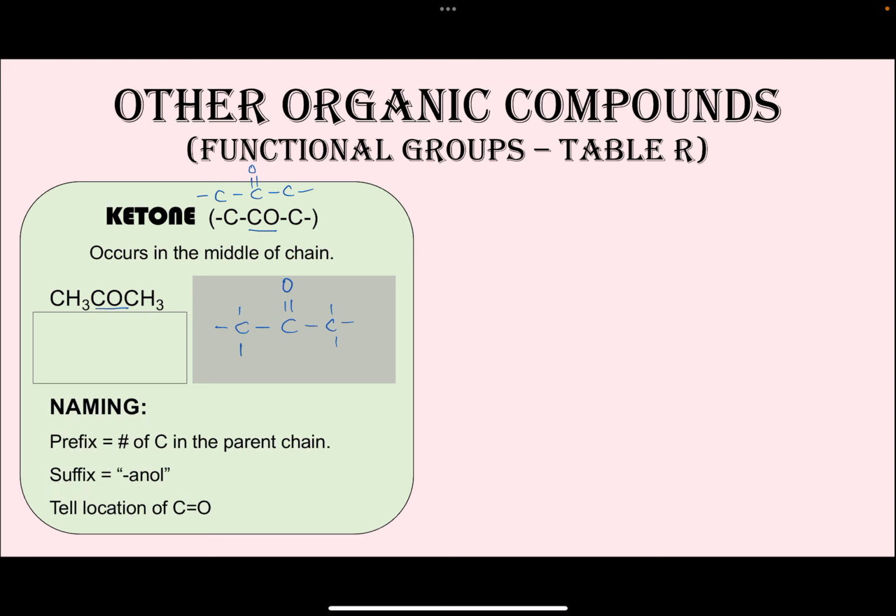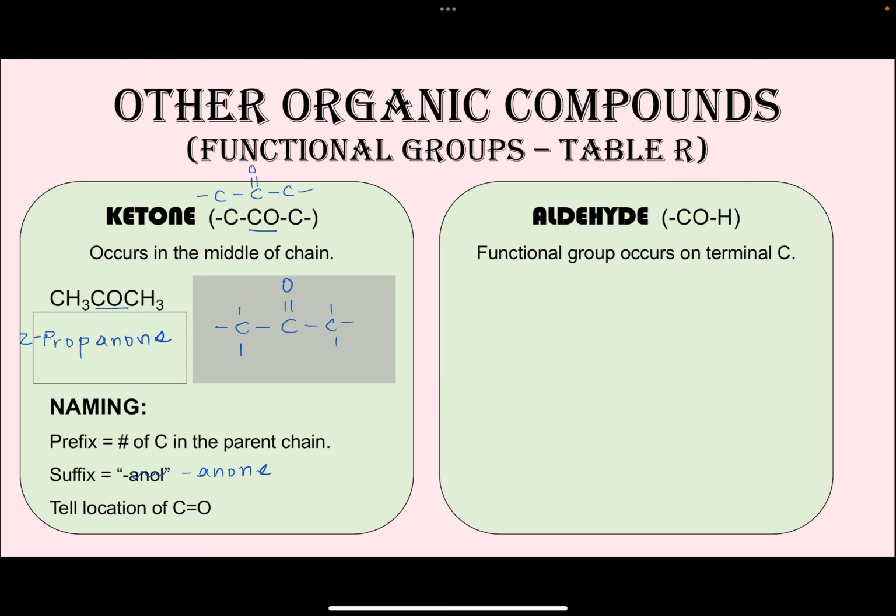When we are naming ketones, we use the prefix for the number of carbon atoms. In this case, we have 3 carbon atoms, so the prefix is going to be prop. And then we are going to end the name with, well, that is wrong. It should be ended with -one, O-N-E. So this is going to be propanone. And then we do have to indicate the location of the carbon double bonded to oxygen. In this case, it's at carbon number 2. So that's going to be 2-propanone.